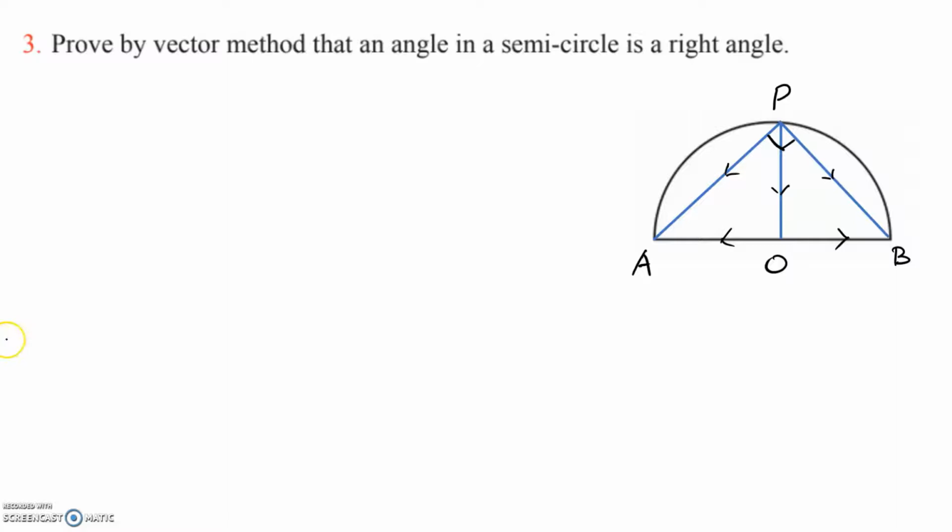Let's see the next problem. The problem says prove by vector method that an angle in a semicircle is a right angle. So I have sketched the drawing for you here. We have a semicircle with A and B as the diameter, O as the center or the origin of the circle, and P is any point on the circle. So we can say that OA is equal to OB and that is equal to OP because they are all the radii of the circle.